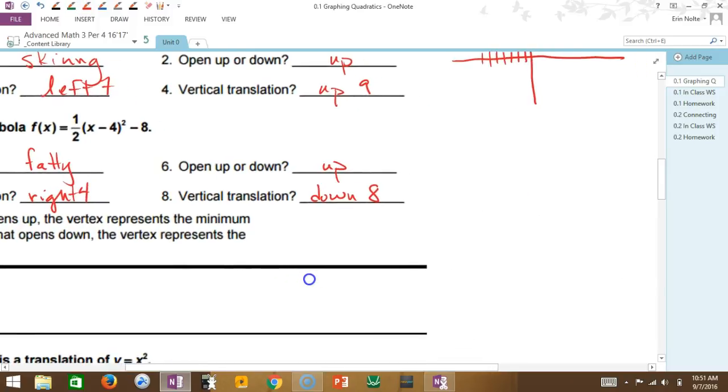Okay, on your own, graph this one. And I will tell you, be very, very careful.